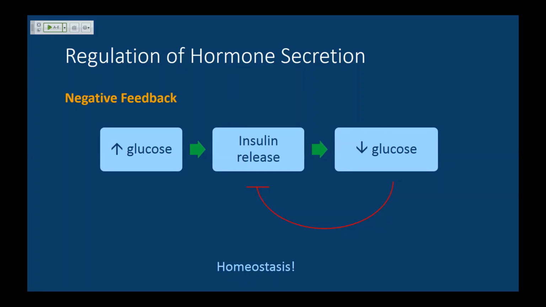Here's the most basic example. Increased glucose is a stimulus for the release of insulin from the beta cells of the pancreas. As you probably know, insulin then leads to a decrease in plasma glucose, uptake into the cells. And then that decrease in plasma glucose stops the stimulus for more insulin secretion. That's very basic negative feedback. And that maintains blood sugar levels in the appropriate range, and that's a homeostatic function.